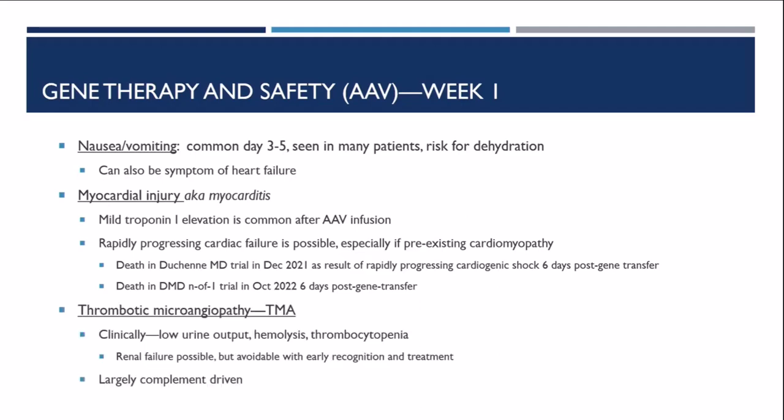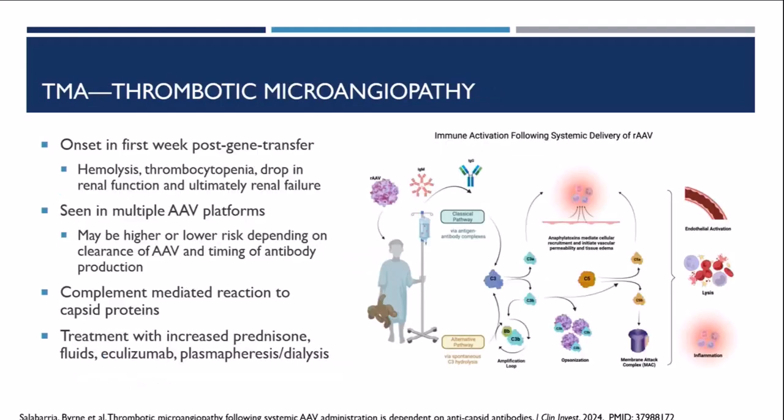Thrombotic microangiopathy is also a relatively common thing that we've seen in certain of the gene therapies clinically. That's low urine output and laboratory evidence of hemolysis and thrombocytopenia, and that can lead to renal failure, especially if it's not recognized early. That's largely a complement-driven phenomenon. Just to review that space in your head.